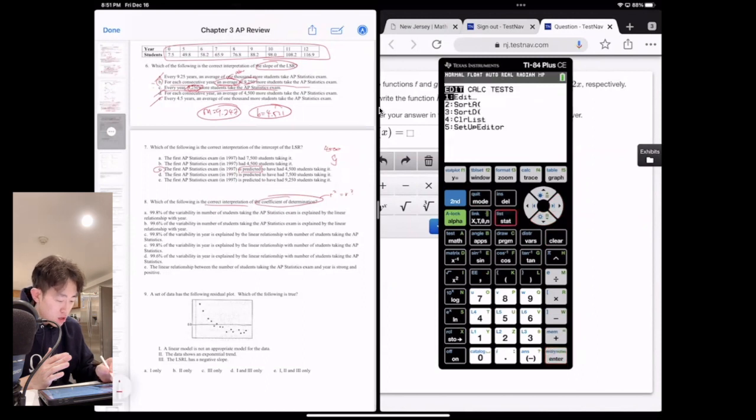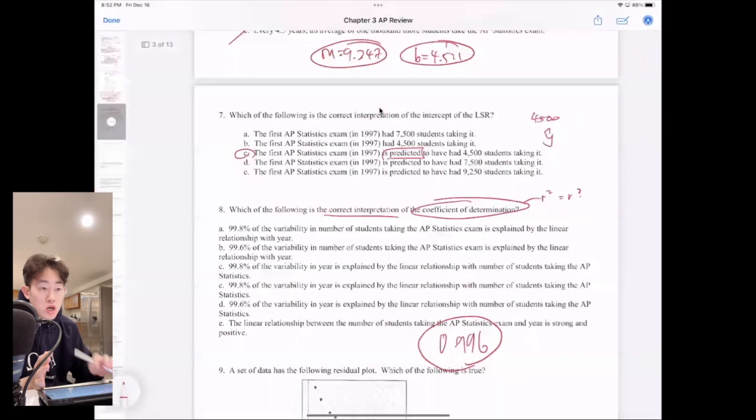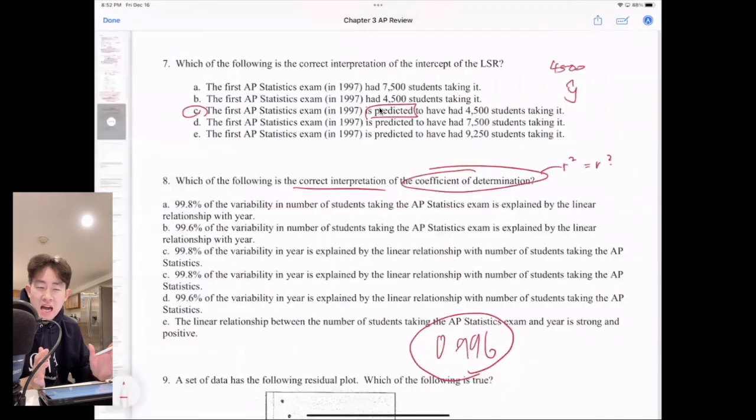And now let's do that all over again. Number 4, and then I'm just going to press calculate. And now there is my r squared and the correlation coefficient along with it. It seems to me that it's 0.996. I'm just going to write that down. So looking at this, we are looking at 99.6%. So we're going to eliminate all the ones that say 99.8.